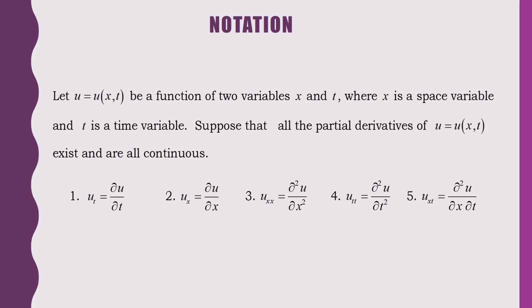Now we use the notation u suffix x for ∂u/∂x. u sub t equals ∂u/∂t. We use u sub xx to denote ∂²u/∂x². u sub tt denotes ∂²u/∂t², and the symbol u sub xt denotes ∂²u/∂x∂t. We use these symbols throughout our lectures.